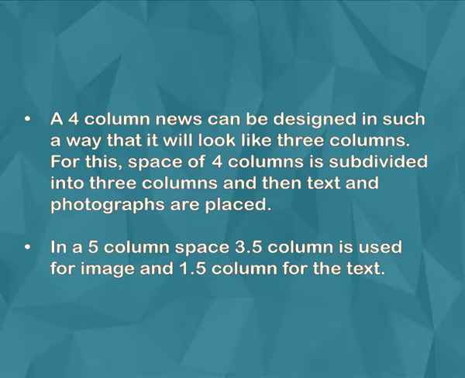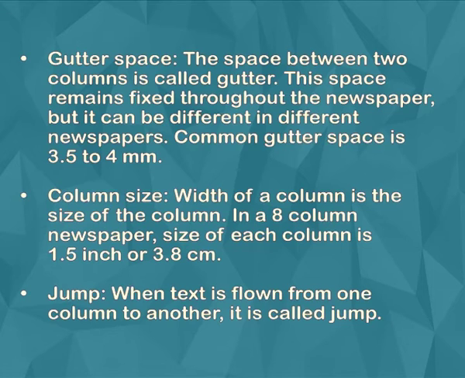In a 5-column space, 3.5 columns are used for the image and 1.5 columns for the text. There are some terminologies used in grid design. Gutter space: the space between 2 columns is called the gutter. This space remains fixed throughout the newspaper, but it can be different in different newspapers. Common gutter space is 3.5 to 4 mm.